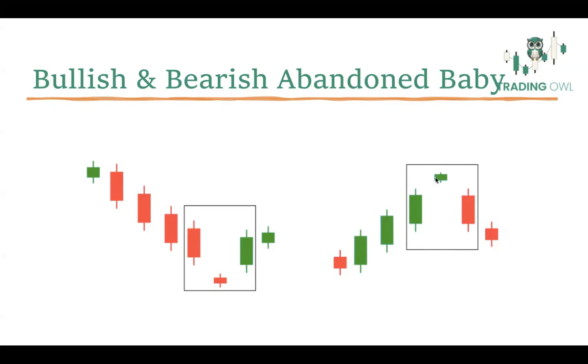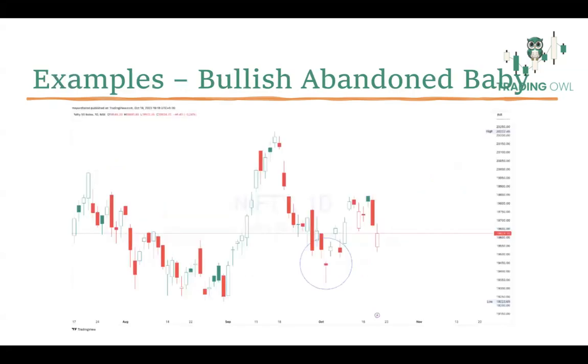Likewise, on the abandoned bearish baby, there are gaps on both sides. So if there was no gap, this would probably be an evening star and not an abandoned baby. So a gap on either side of the indecisive candle is a must. A few examples, as this does not happen too frequently.